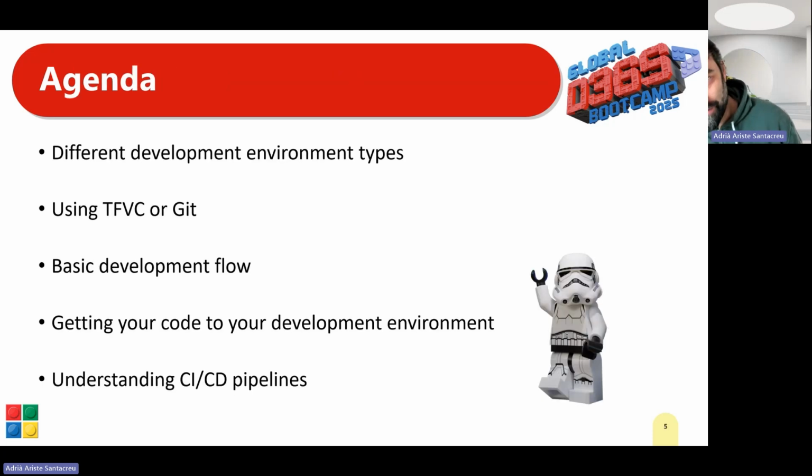And now the agenda. First, we will talk a bit about different development environment types, then about using TFVC or Git. We will see a basic development flow, very basic. And then the last 2 points are a live demo where we will get the code to our development environment, and then we will explain a bit about CI and CD pipelines, so build and releases.